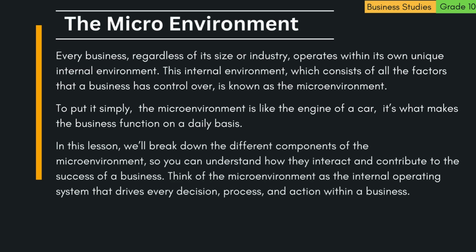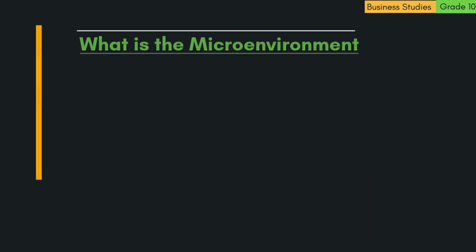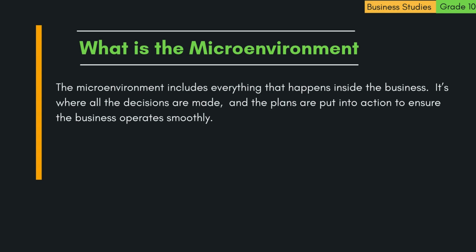In this lesson, we'll break down the different components of the microenvironment, so you can understand how they interact and contribute to the success of a business. Think of the microenvironment as the internal operating system that drives every decision, process, and action within a business. What is the microenvironment? The microenvironment includes everything that happens inside the business. It's where all the decisions are made, and the plans are put into action to ensure the business operates smoothly.